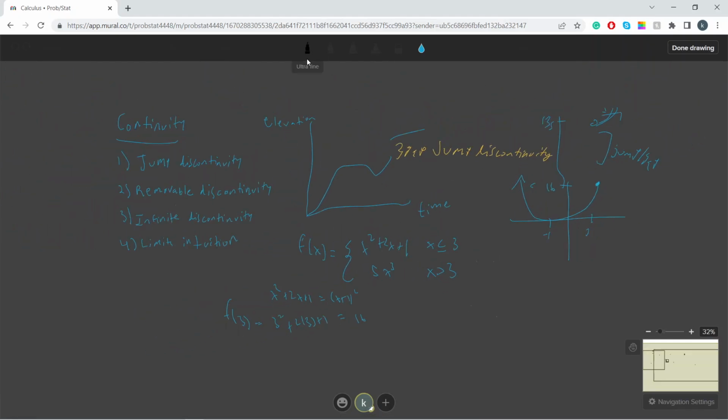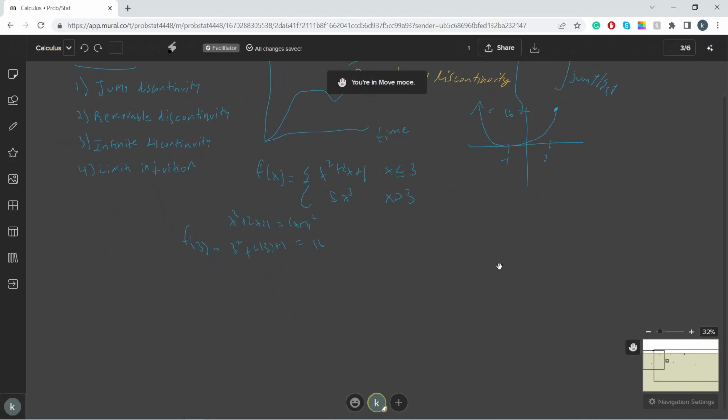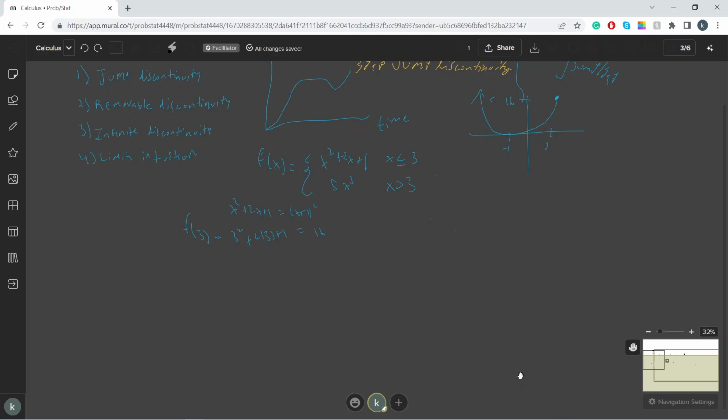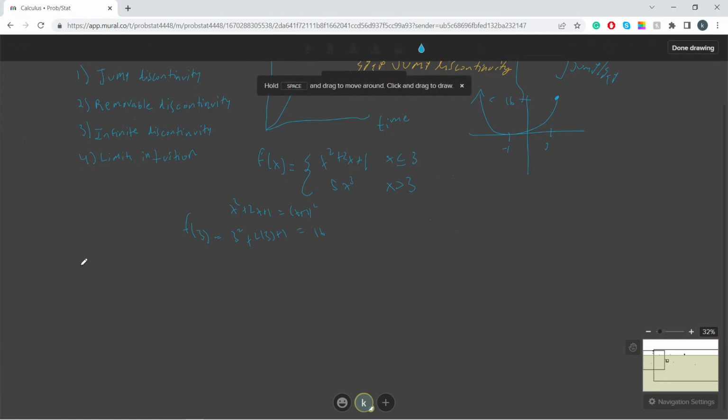So what comes next? Sorry, let me make some room down here. The next type of discontinuity that we're going to talk about is removable discontinuity. The way I like to think about removable discontinuity is thinking about what the word remove actually means. What does it mean to remove something? It means you're going to take an object away, and it's gone. So remove means to take something away.